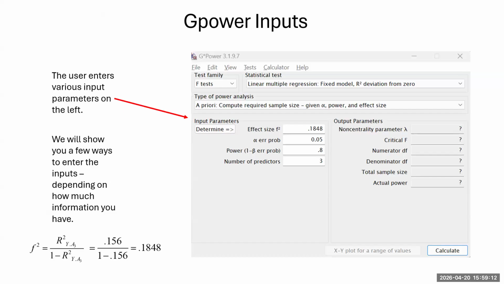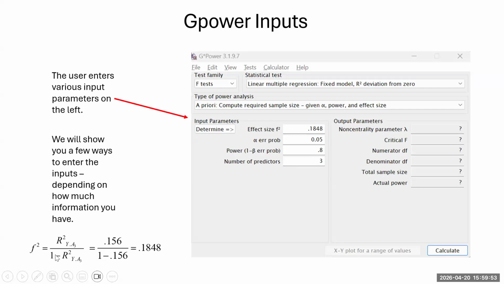Okay. Now, most power programs, and GPower is no exception, have some input parameters that are required. So the user has to specify various inputs, and then based on those inputs, the program will generate some outputs. We'll look at the specifics of the outputs in a second. If we just look at the inputs here, GPower is asking for F squared, which is the effect size estimate. It's asking for the alpha or error probability. It's typical to use 0.05 in the social sciences. It's also asking for the level of desired power, so I put in 0.8, and the number of predictors associated with the model, which is 3 in this case.